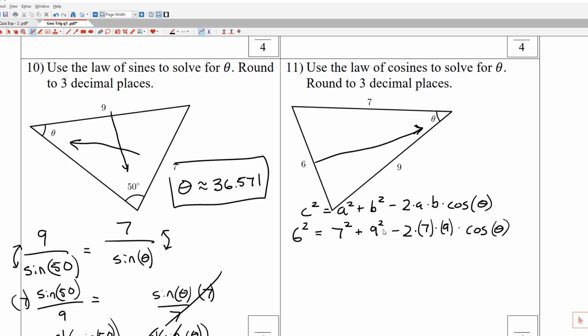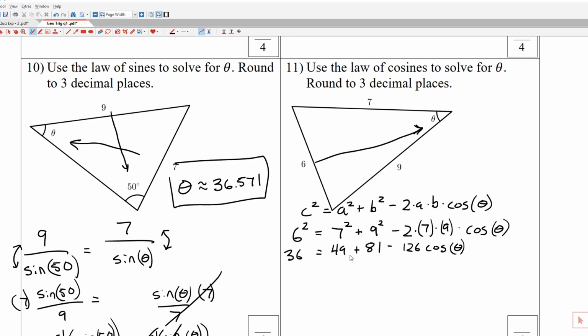Now it's the hard part: how do we move everything to the other side of the equal sign until we get theta by itself? Well, the first thing is that this is not 6, but 36. Conserve space, Mr. Sindel. It's going to hit us later. 36 is equal to 49 plus 81 minus, 7 times 9 is 63, so 126 cosine of theta.